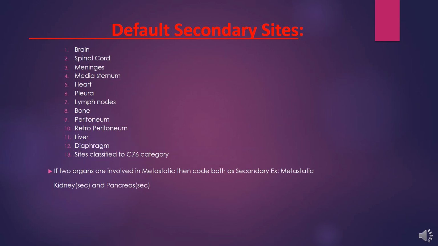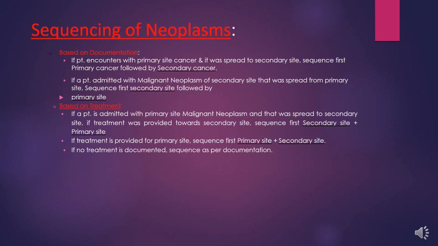If the physician documented only one organ site and it is a default secondary site, then code it as secondary. Example: metastatic liver, secondary cancer. Default secondary sites: brain, spinal cord, meninges, mediastinum, sternum, heart, pleura, lymph nodes, bone, peritoneum, retroperitoneum, liver, diaphragm, sites classified to the C77-C79 category. If two organs are involved in metastasis, then code both as secondary. Example: metastatic kidney secondary and pancreas secondary. Sequencing of neoplasms is based on documentation. If an encounter is for primary site cancer that has spread to a secondary site, sequence first primary cancer followed by secondary cancer.